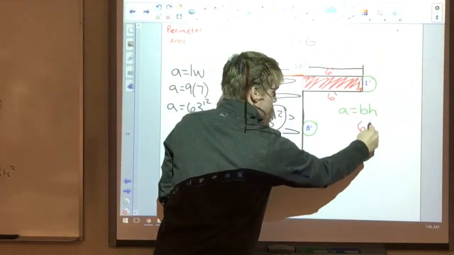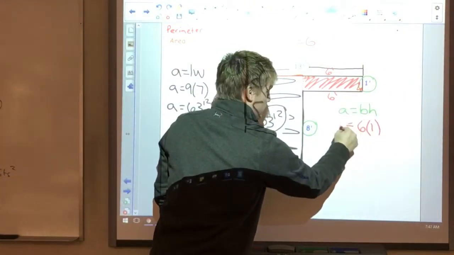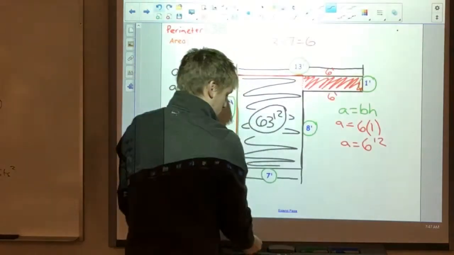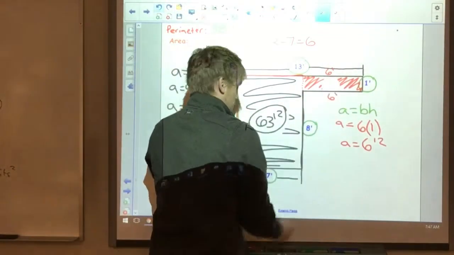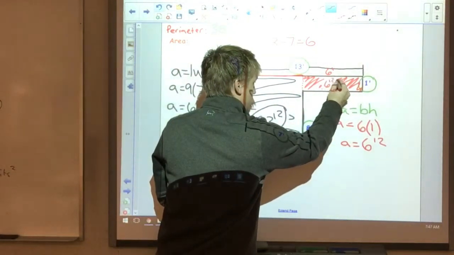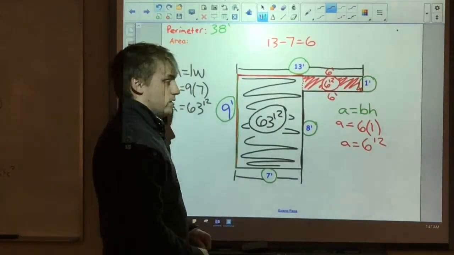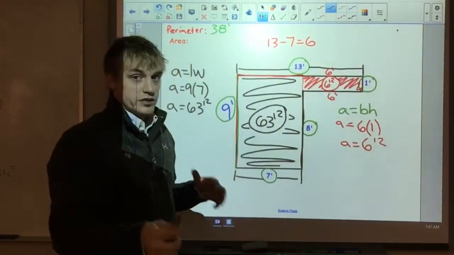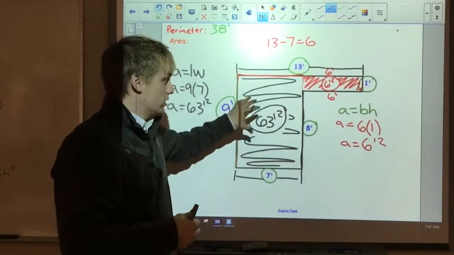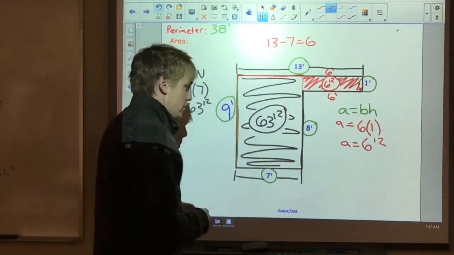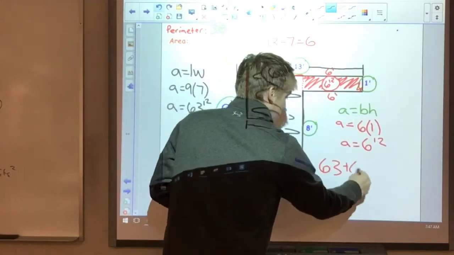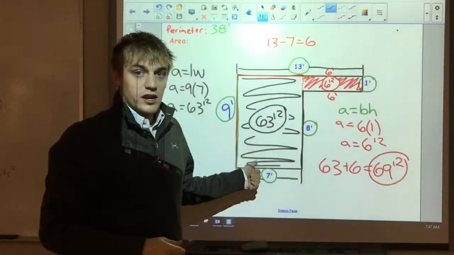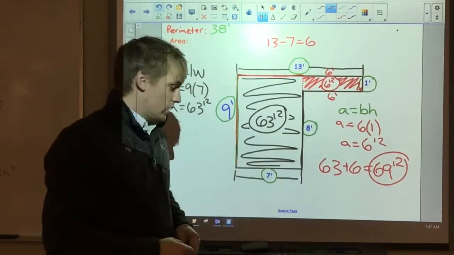So our base is 6, and our height is 1. So area equals 6 feet squared. Now that we have the areas of each of the polygons inside of the irregular polygon, all we have to do is add those areas up. So 63 plus 6 equals 69 square feet. So that's the area of this irregular polygon. Okay, let's try another one.